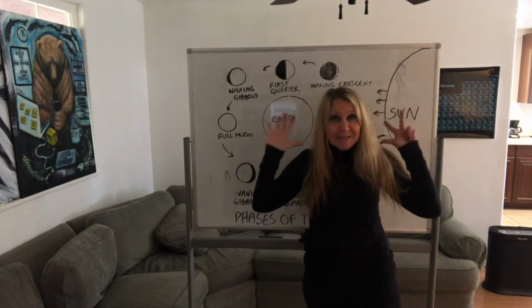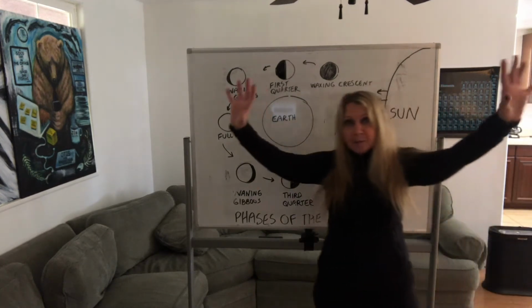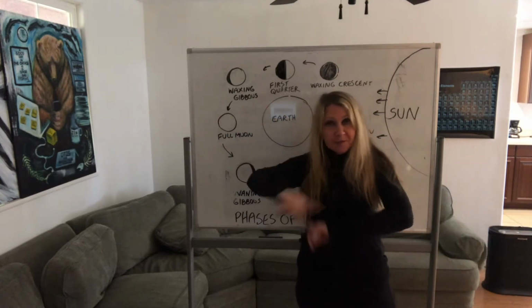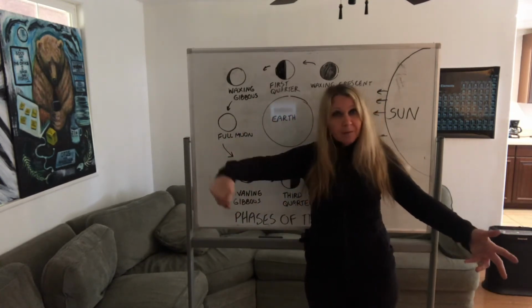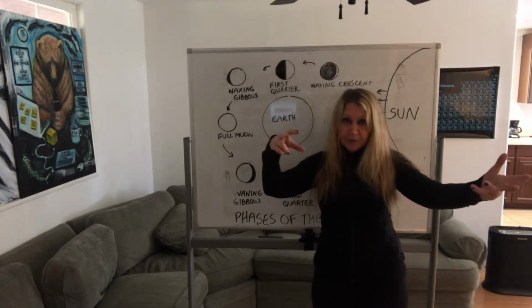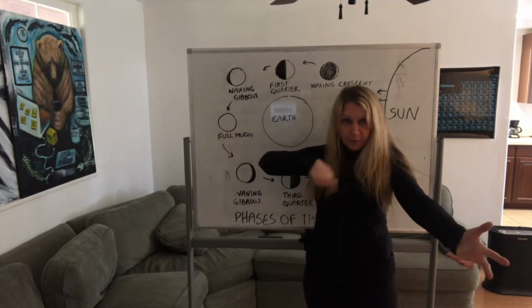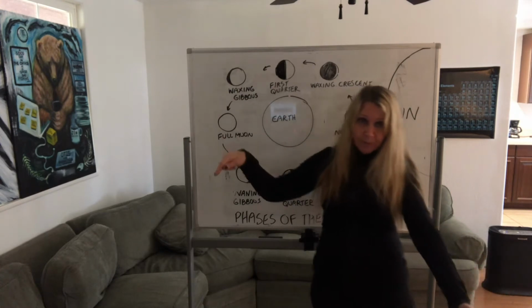There are 8 phases of the moon, and it takes about a month for the moon to go through all of these phases. So the moon actually revolves around the earth, similar to how our earth revolves around the sun. The moon revolves around the earth, and it takes about 1 month for it to make one entire revolution around.